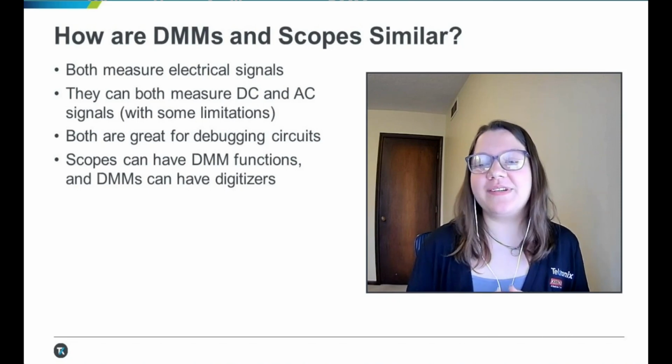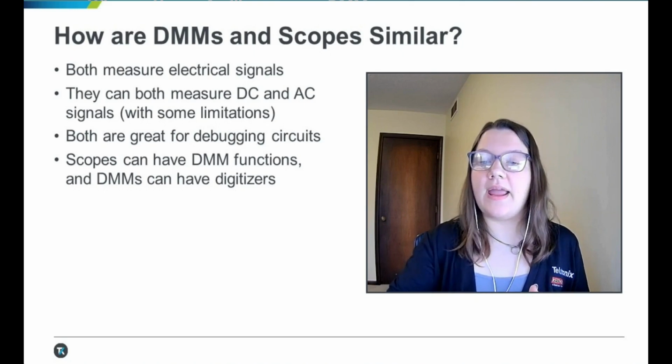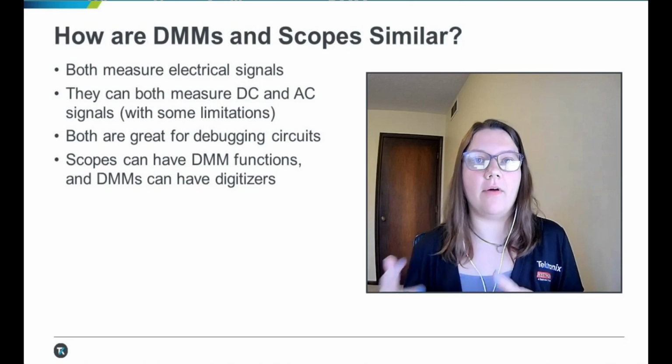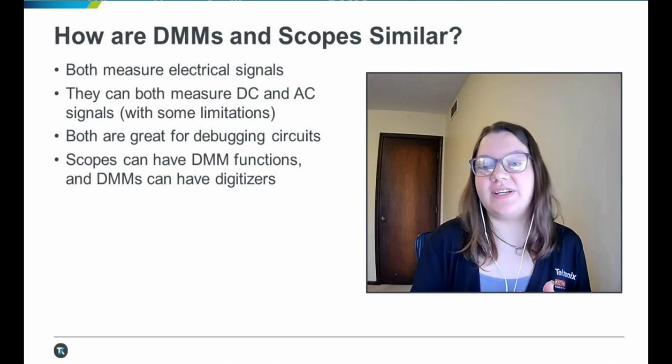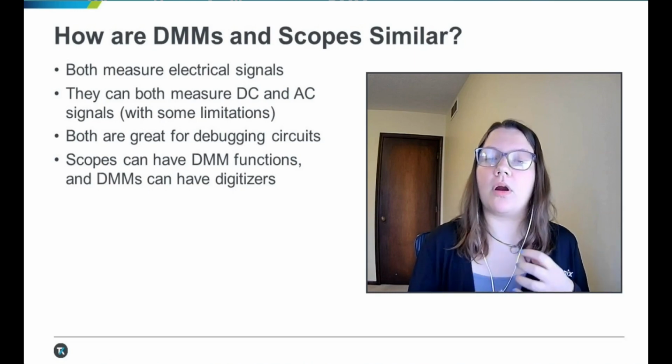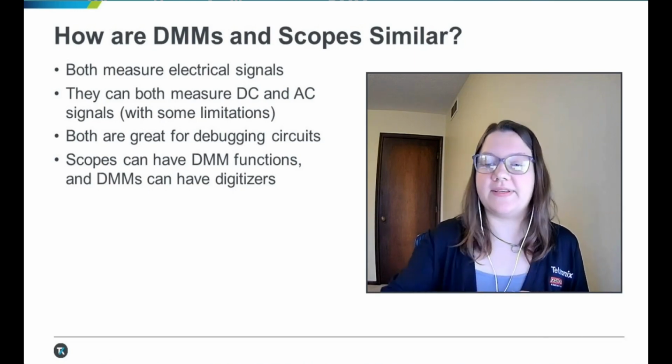They're both really good for debugging circuits, which is why they are such common bench tools. And their functionality can overlap a bit. As I mentioned, some scopes can have a voltmeter utility, and newer DMMs can have built-in digitizers that give the DMM more scope-like behavior. And I'll talk more about this in a bit.